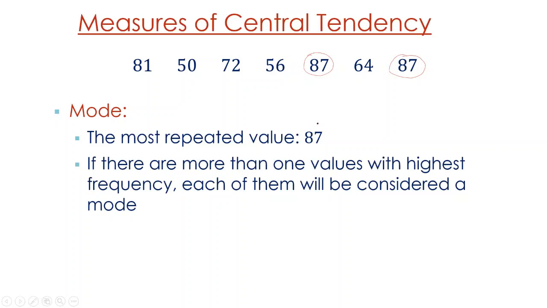Of course, it is possible that there are two possible modes or more than two possible modes. So that's also possible, that can occur. So let's say in this particular example, like it was 72 जो है एक दफा और होता, both 72 and 87 would have been the mode.